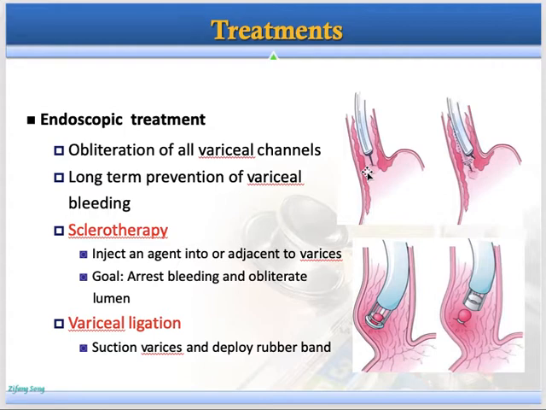Okay. So what we do, by the way, they go for an endoscopy, and they can do a sclerotherapy, in which they inject a sclerosing agent into the bleeding varices to obliterate them, or they can ligate that vessel, which is called variceal ligation.